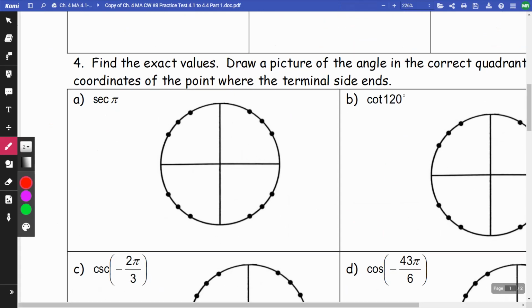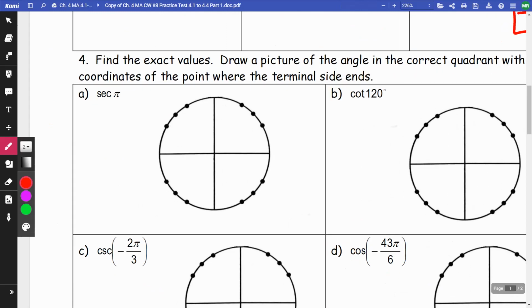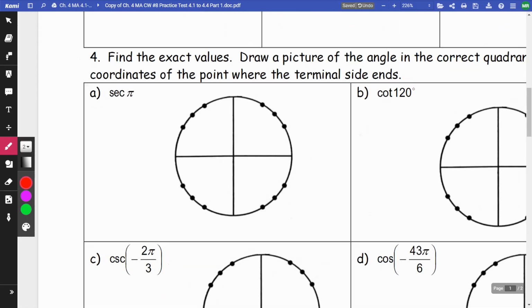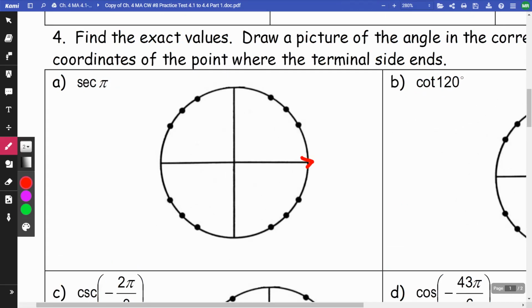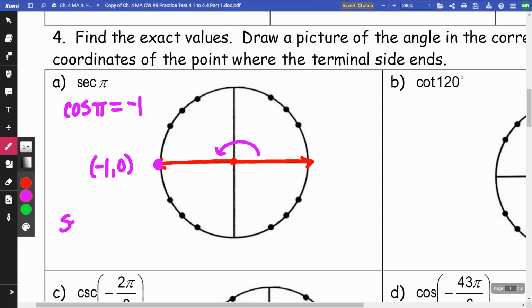Find the exact values for these. Draw a picture of the angle in the correct quadrant and then give me the points. So I'm starting here, ending here. And so I'm going to end right here. So that's the direction I'm going. I'm going to end right here. And that's going to be at negative 1, 0. Now secant, the reciprocal of secant is cosine. So the cosine of pi is negative 1. The secant is the reciprocal of that. And the reciprocal of negative 1 is negative 1.